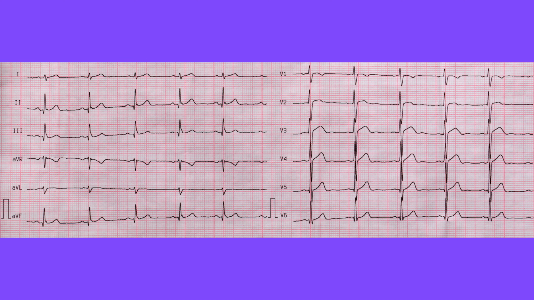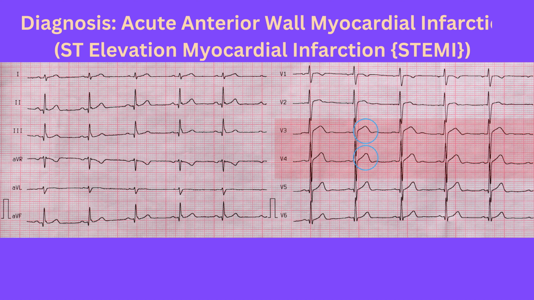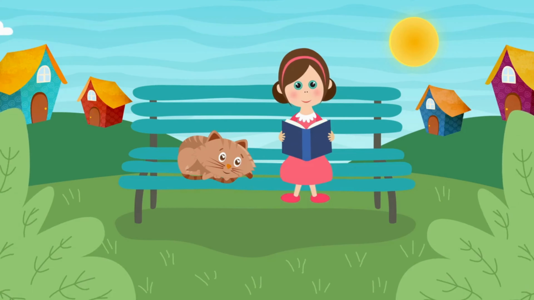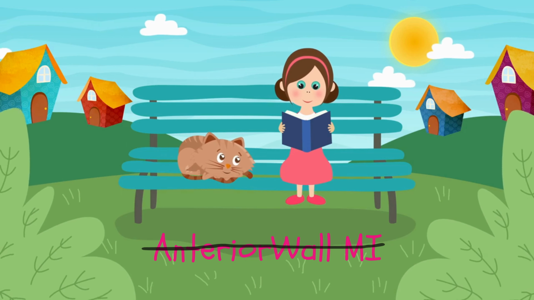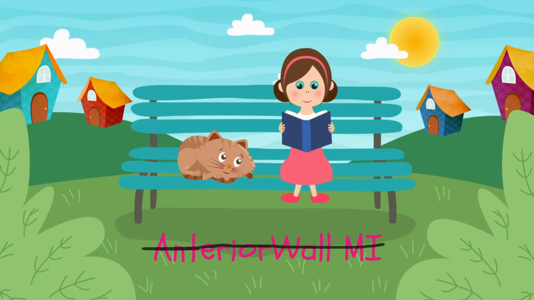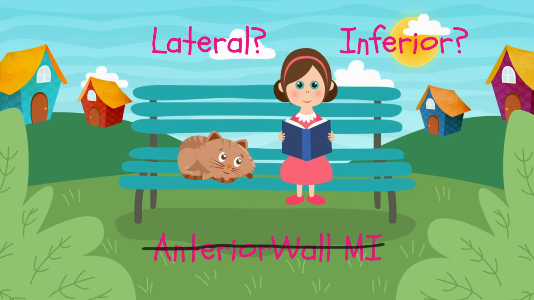In this instance, there is evident ST segment elevation observed in leads V3 and V4, meeting the diagnostic criteria for an acute anterior wall myocardial infarction. Now that you know where to look for an anterior wall myocardial infarction, let's look at how you would determine if the MI involves the lateral wall or the inferior wall.